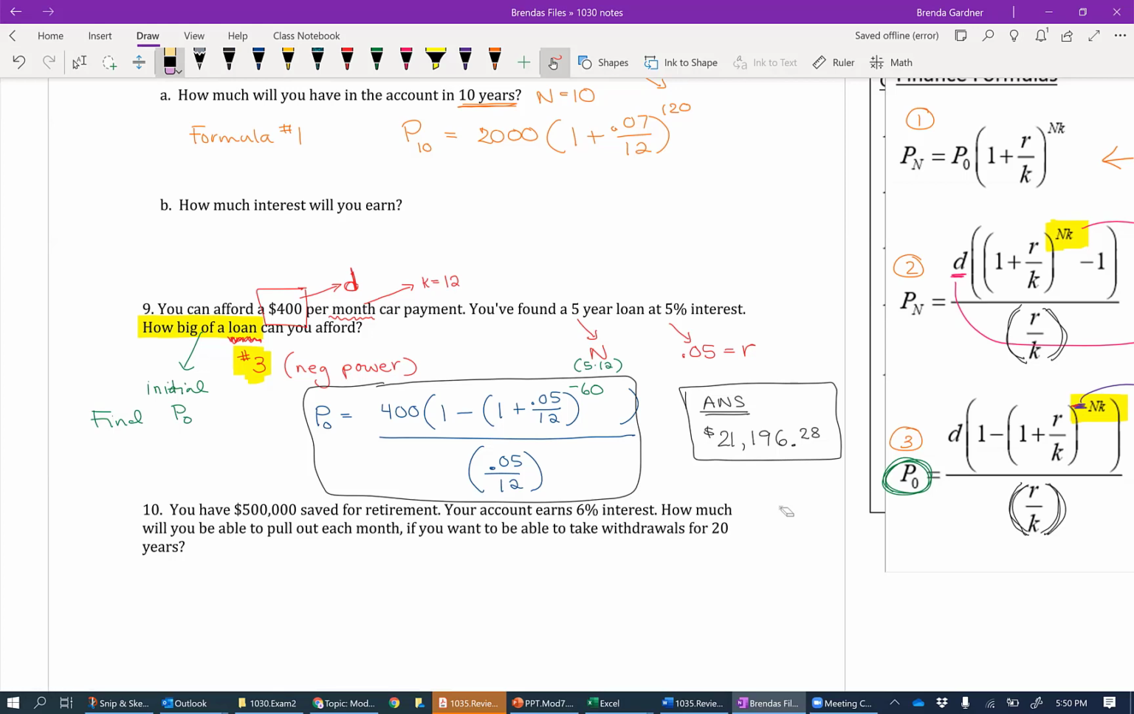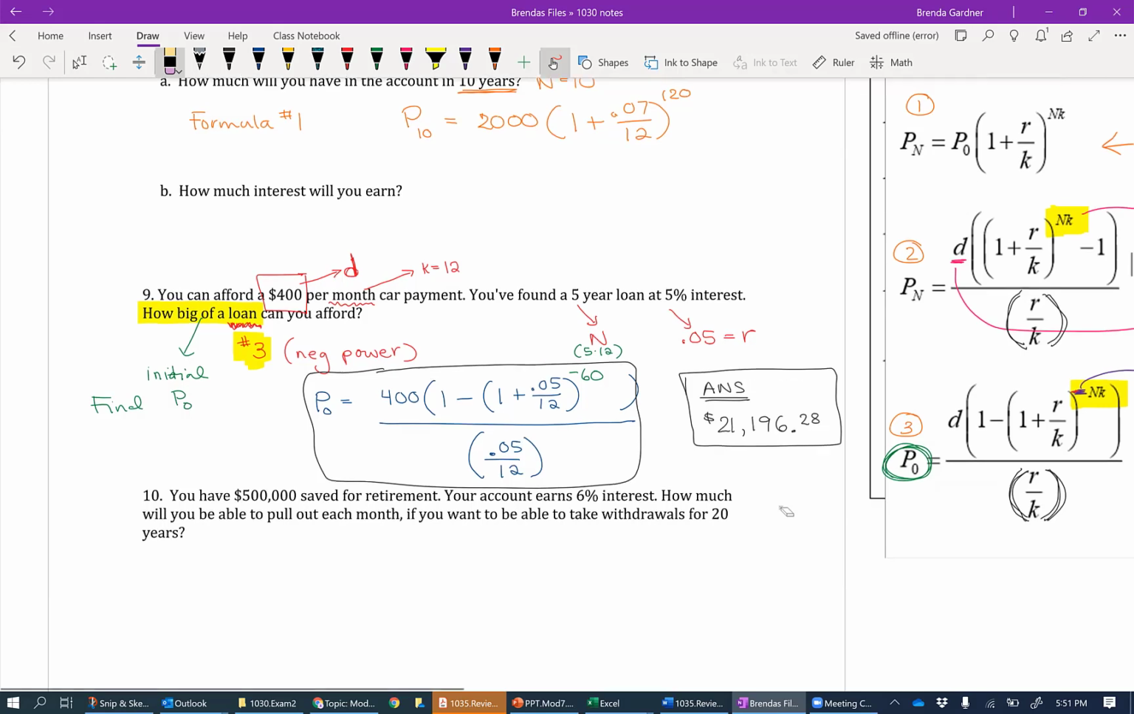Right. Yeah. But you should always look at your answer too and make sure it makes sense. A $5,000 car would be kind of a low amount if you're paying $400 a month for 5 years. For sure. Yeah.